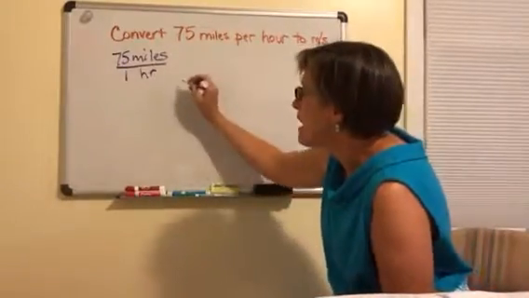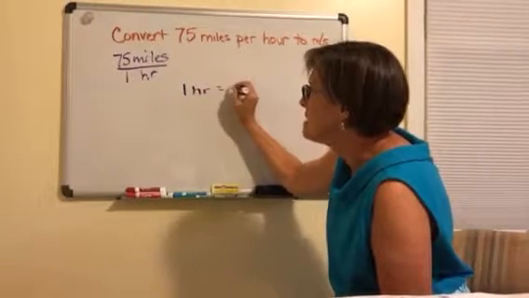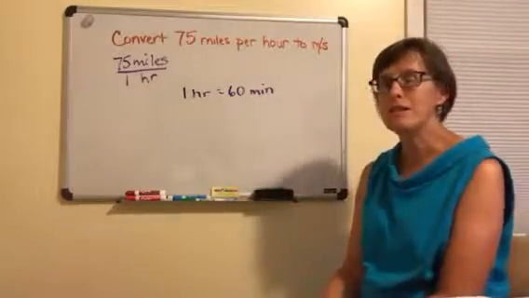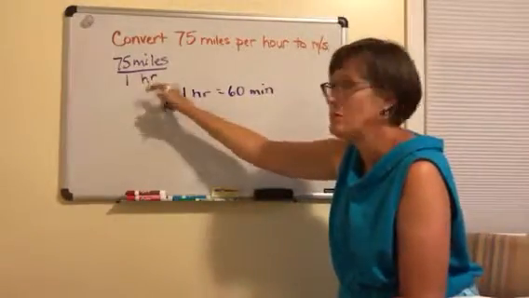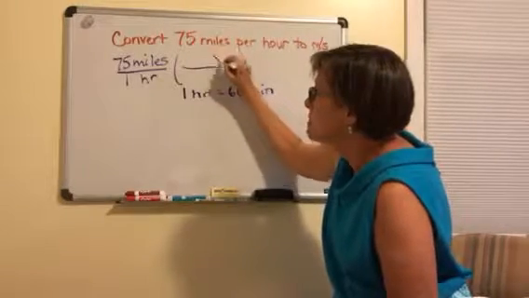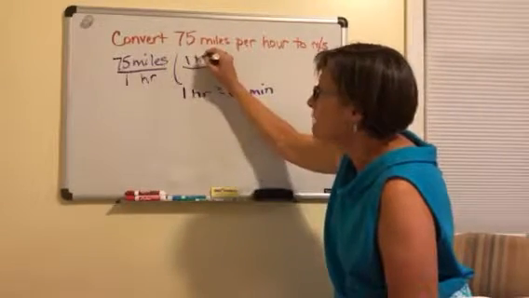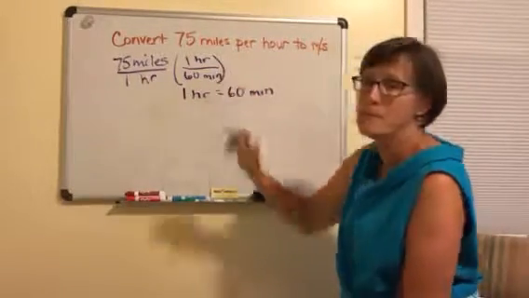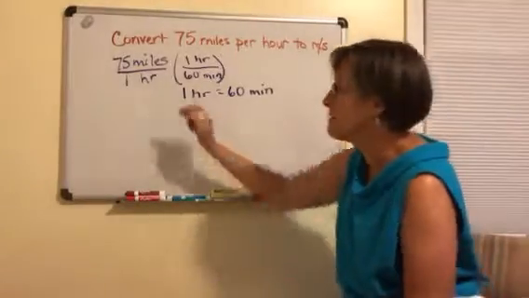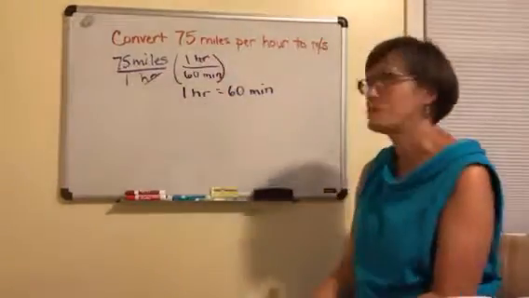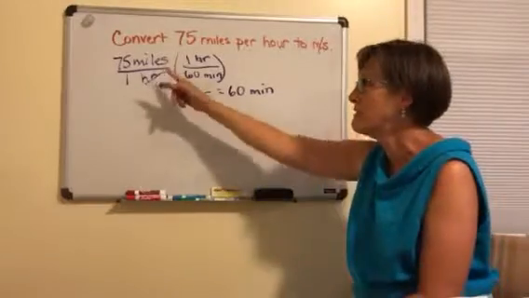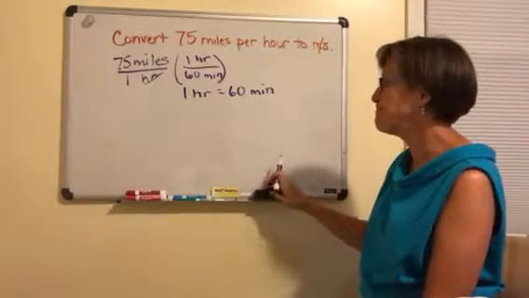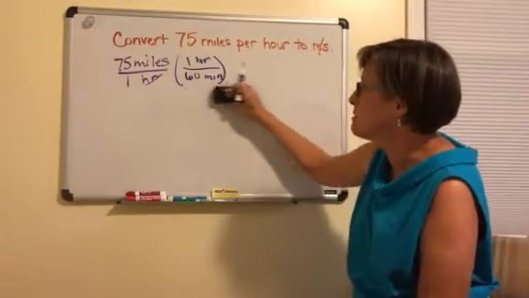Hopefully you know that 1 hour is equivalent to 60 minutes. And in the context of this problem, now to cancel these units of hours, we would use that equality with 1 hour in the numerator and 60 minutes in the denominator. And the hours would cancel. If we stopped solving this problem right now, we would have 75 divided by 60, and the units on that would be miles per minute.